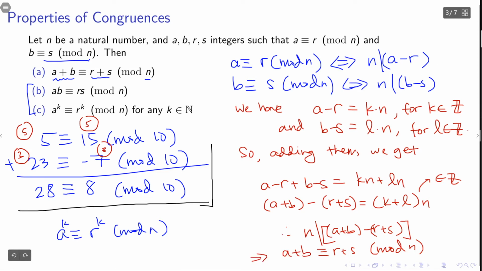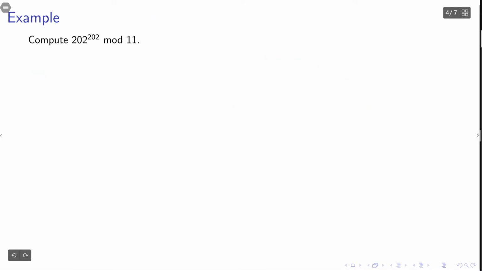And so let's look at an actual application. What if we were asked now to compute the remainder when we divide this very large power by 11? So it's 202 raised to the 202nd power. We're not going to want to evaluate 202 raised to 202. What we want is to use the properties of congruence here to compute the remainder.